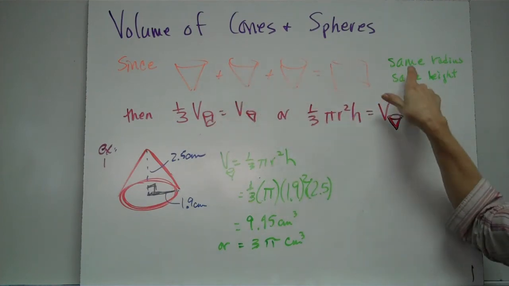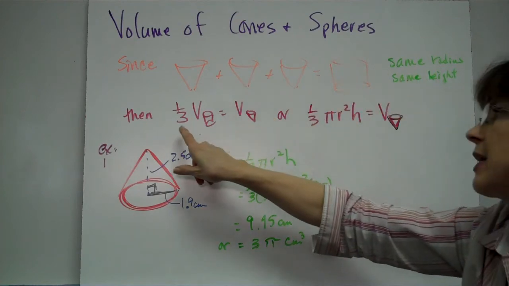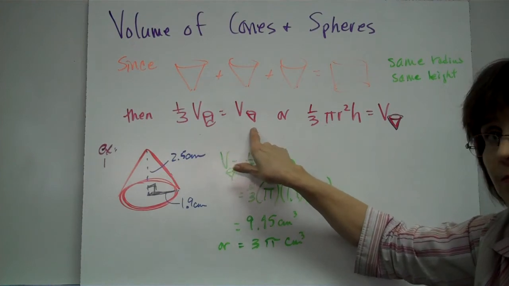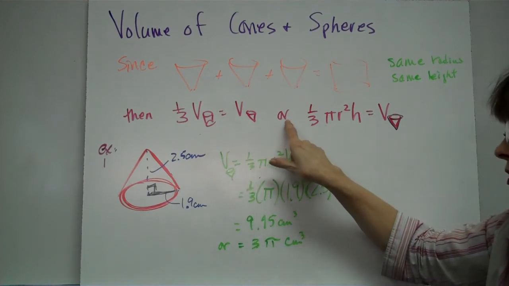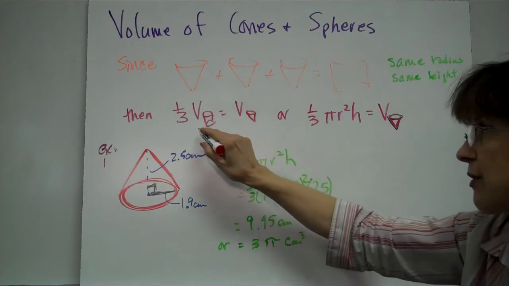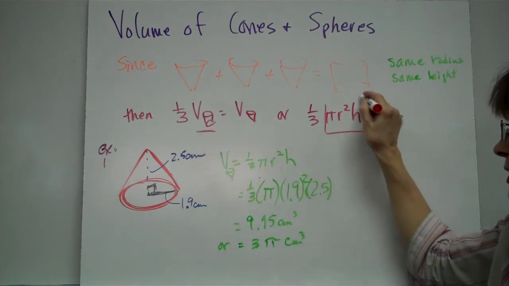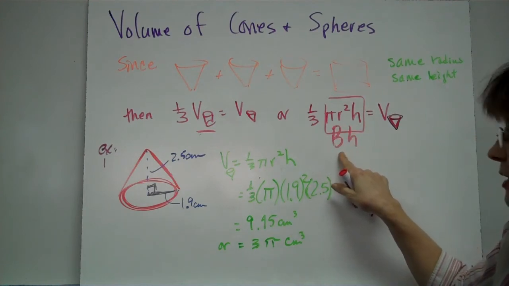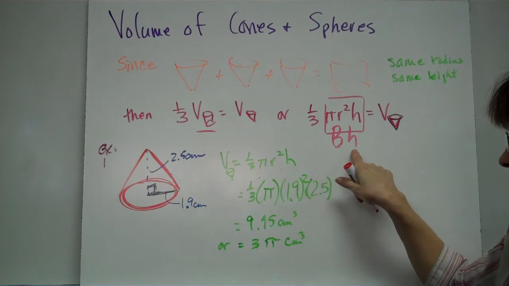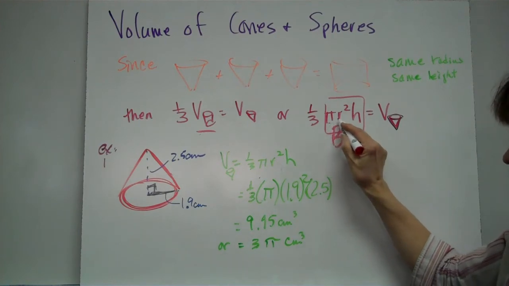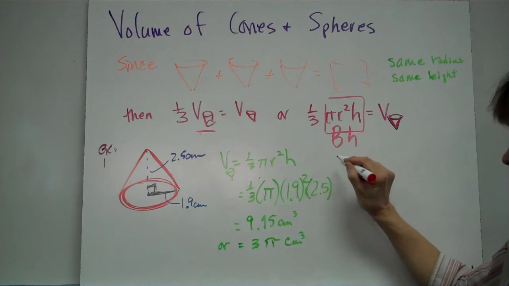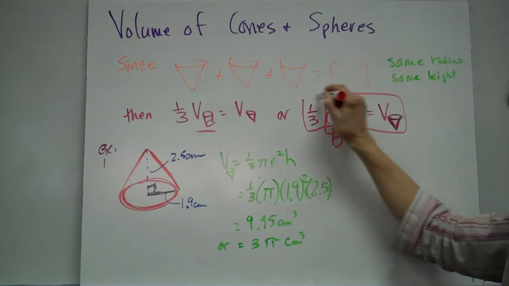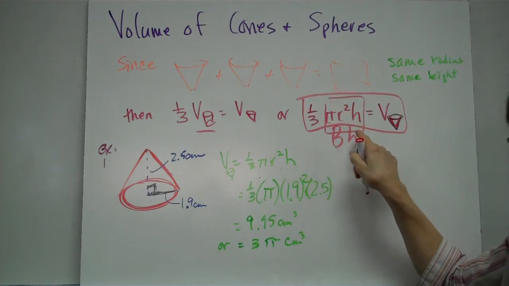So because of that, and they all have the same radius and the same height, 1/3 of the volume of the cylinder will equal the volume of the cone, okay? Or you could say that, remember, the formula for the volume of a cylinder, or any prism, is the area of the base times the height. Well, the base is a circle, so the area of a circle is pi r squared times the height. For a cone, it's going to be 1/3 of all that. So the formula for the volume of a cone is 1/3 pi r squared h.